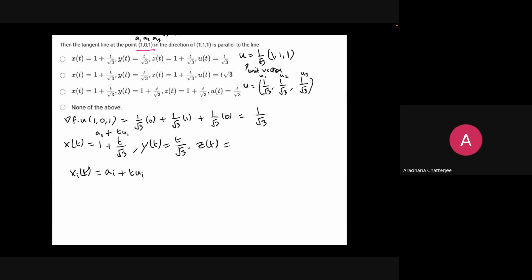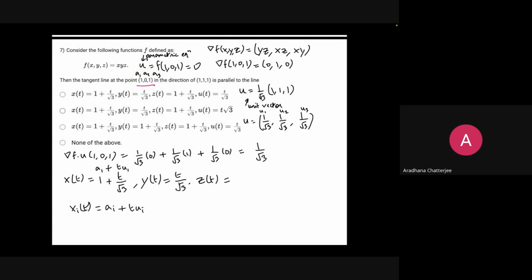So based on this, y we can also think of as x2 of t, right? This is the point given to us, so we have a1, a2, a3 from there. The direction is given to us, so we got the unit vector from that. This is u1, u2, u3. So the parametric equation for x became a1 plus t, the parameter, times u1. For y, it's going to be a2 plus t times u2. We did that because a2 is just 0 here, no constant term.